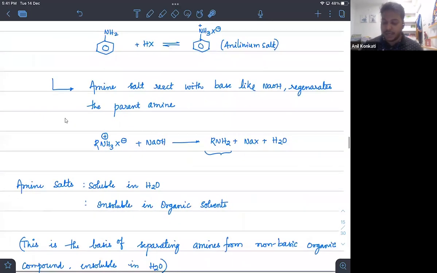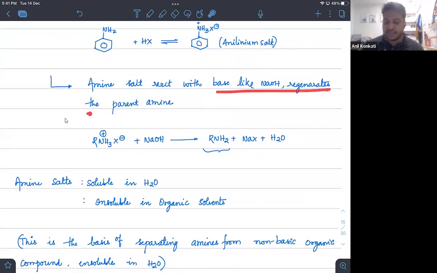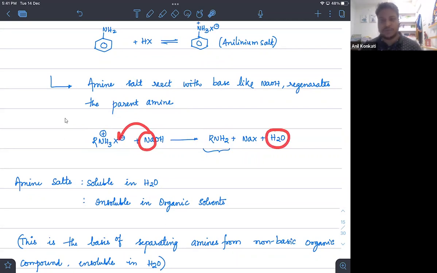The amine salt reacts with a base like NaOH and regenerates the parent amine, which means if you take this salt in the presence of NaOH, this will become RNH2 again, and this will become NaX, releasing H2O. This is a very important basis for separation, so please learn it. If you have an ammonium salt and you add NaOH, it will regenerate the amines.